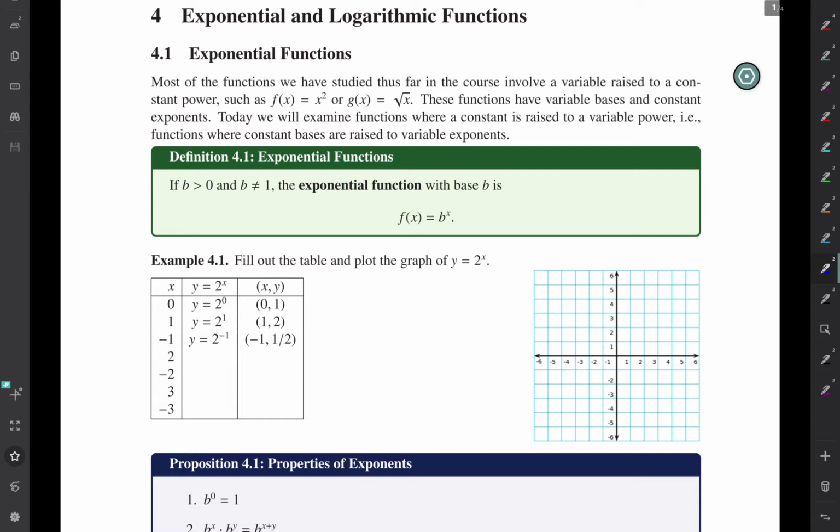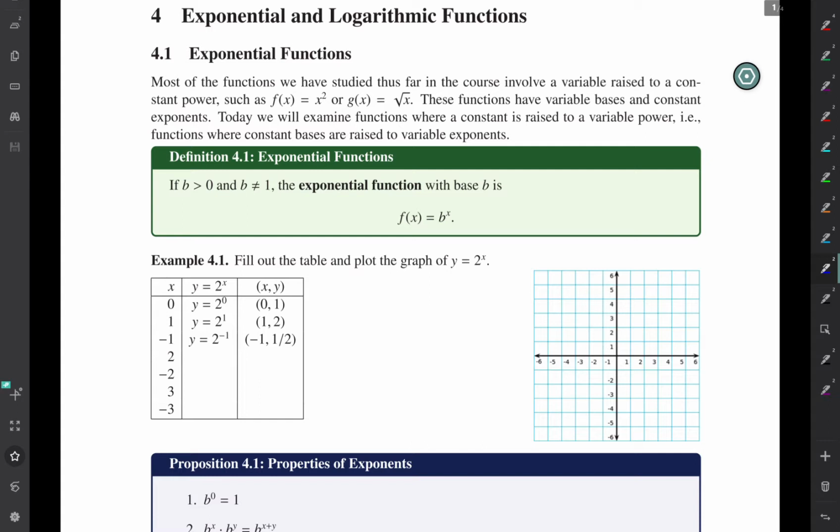Today we will examine functions where a constant is raised to a variable power, i.e. functions where the constant bases are raised to variable exponents. And definition 4.1 gives you just one example. It says that if b is any number not equal to 1, then the exponential function with base b is b raised to the xth power. So the thing that's changing there is the exponent.